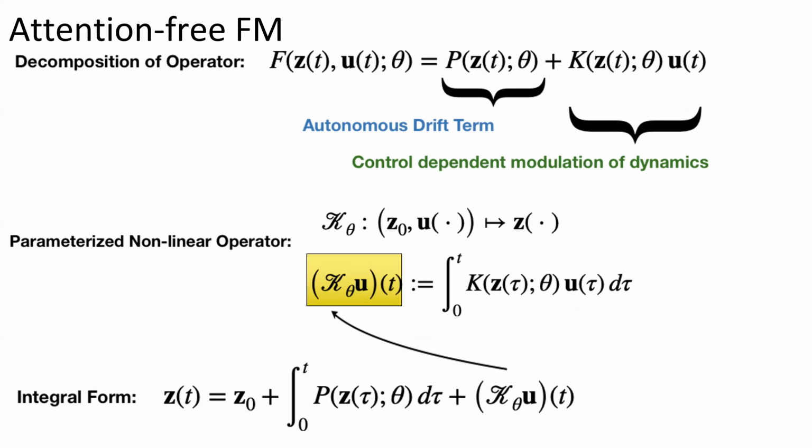All right, a few additional terms. If you decompose the operator that I wrote down in the previous slide, then we have an autonomous drift term that does not depend on other ROIs. That is my own self-drift term. And there is a control-dependent modulation of my dynamics based on what's happening at the other ROIs. That's the way we think of decomposing the operator. Now if you take the K curve and integrate it from 0 to t, that gives you the parameterized nonlinear operator that I described earlier. That is where we are going to call the wavelet decomposition. And then you write down the integral form.